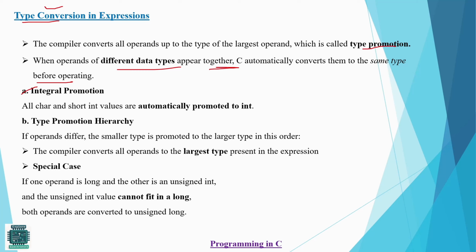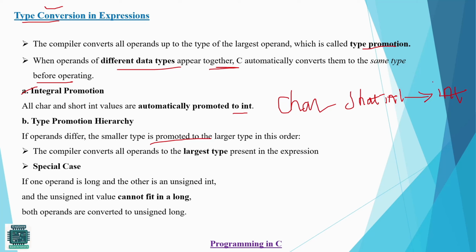Now let us see integral promotion. It means all char and short int values are automatically promoted to int first. Char and short int are converted into a normal int first, and later the operation proceeds. It may be arithmetic, logical, whatever was mentioned. Next is the type promotion hierarchy. If operands differ, such as int, float, double, and there are many types involved, then a smaller type is promoted to the larger type in this order. I'll show it to you in the next slide.